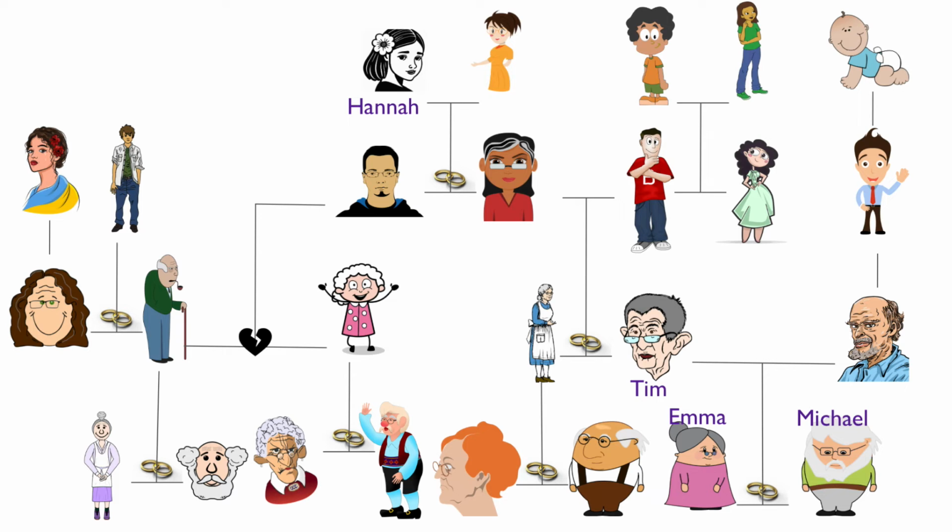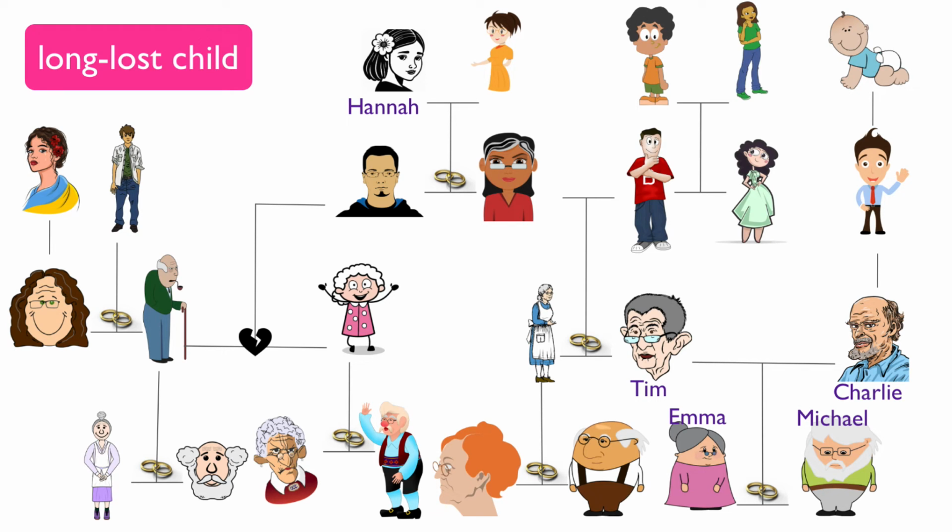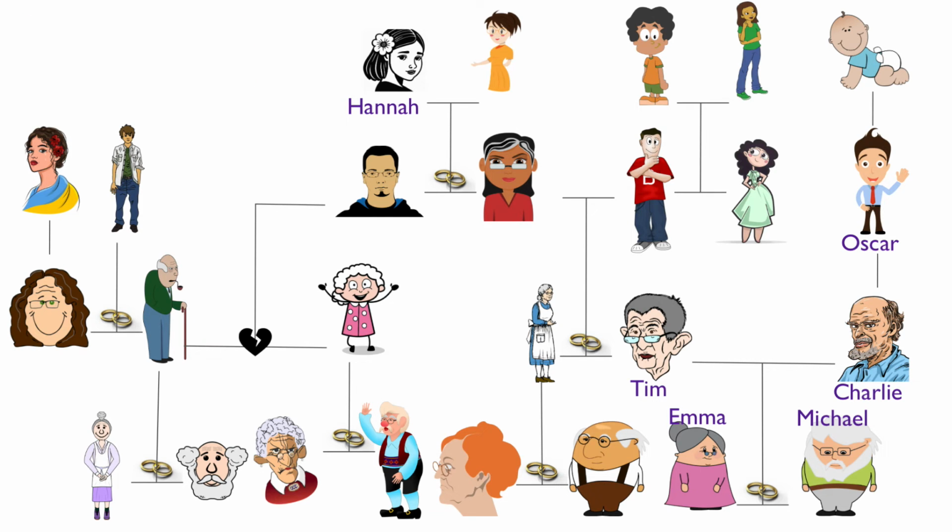Now, Tim wasn't an only child. He had a brother, Charlie. Charlie had a lot of romantic relationships. He found out a few years into his 40s that he had a long-lost child, Oscar. They did meet up and get to know each other a little, but their relationship turned sour and they became estranged.